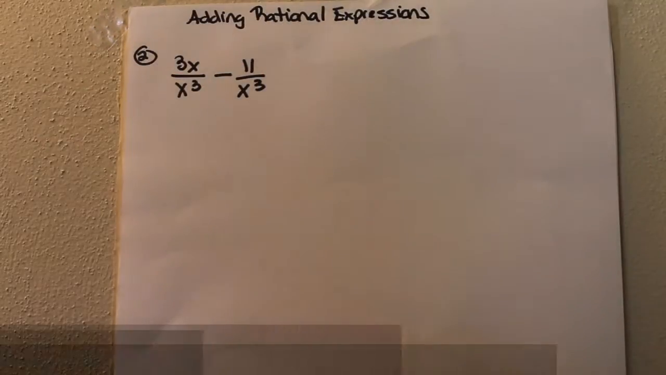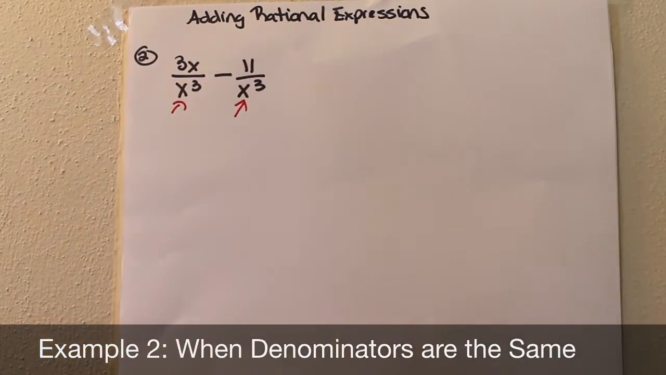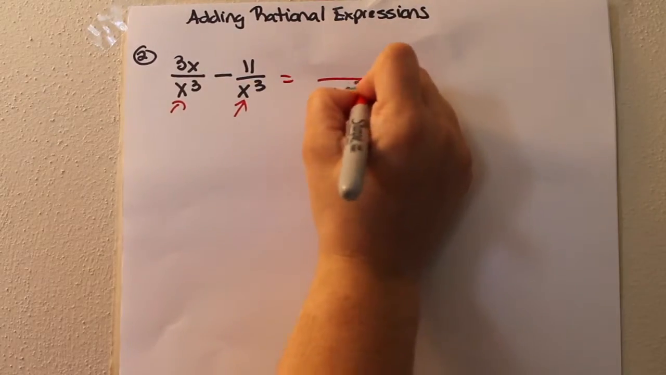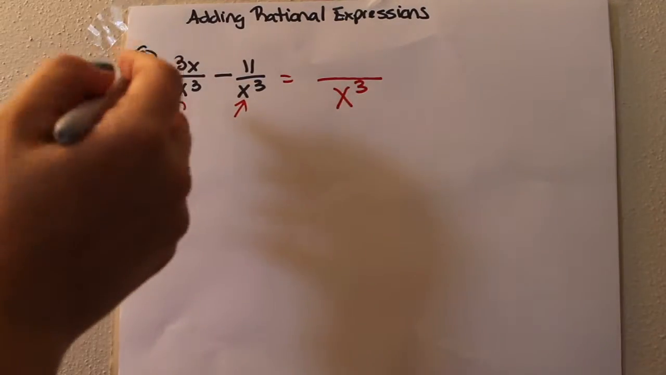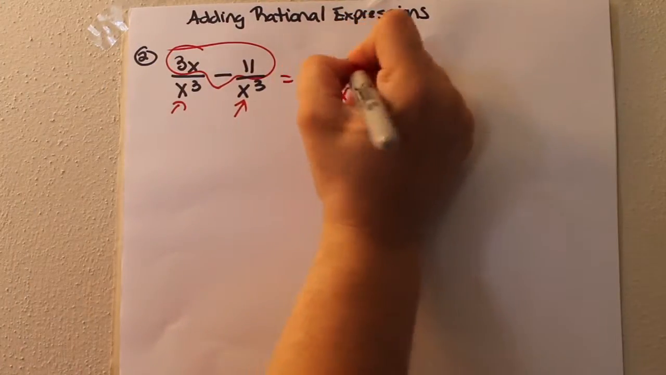In order to add this rational expression, we need to check for common denominators. I see that both of the denominators are x cubed, so I know my final answer is going to have a denominator of x cubed. Now I can just go ahead and subtract the numerator, which here is 3x minus 11.